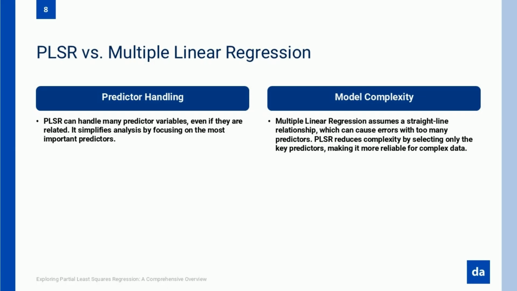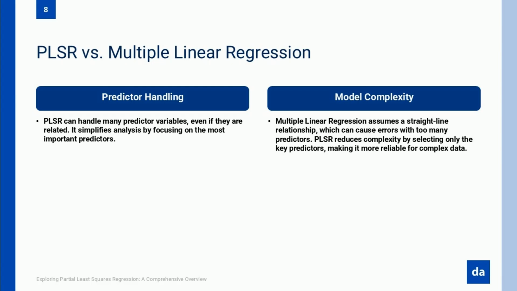Let's start with model complexity. MLR assumes a nice, clean, straight-line relationship between predictors and the response variable. But in the real world, data is messy. Predictors are often correlated, relationships aren't always linear, and traditional regression starts falling apart when things get too complicated. PLSR, on the other hand, is built to handle complexity. It reduces the dimensionality of the data and finds the most important patterns, making it far more reliable when dealing with high-dimensional datasets.